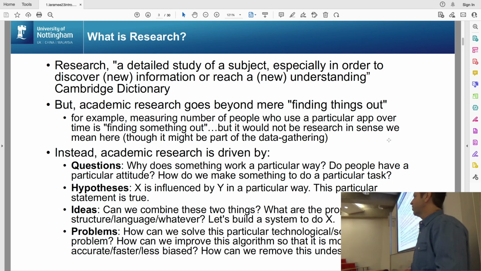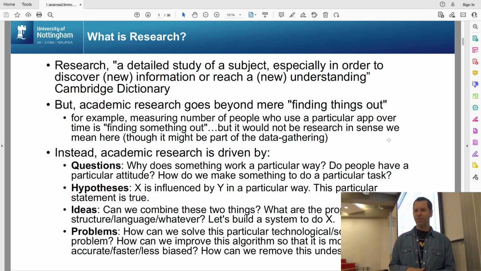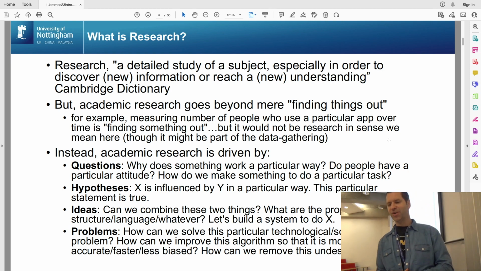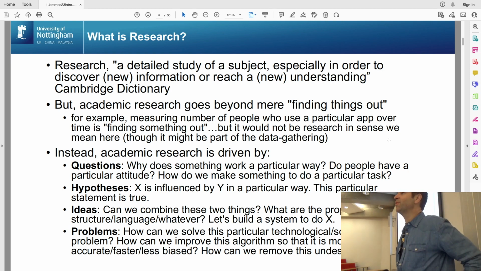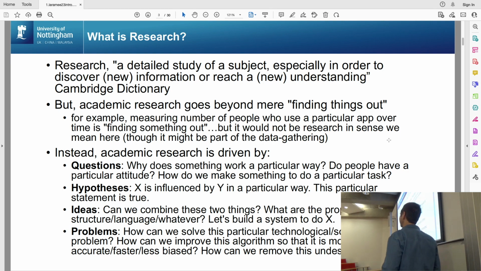So what is research? Research is a detailed study of a subject, especially in order to discover new information or reach a new understanding. That's from the Cambridge Dictionary. And you'll find a slightly different version of that definition no matter which dictionary you look at.